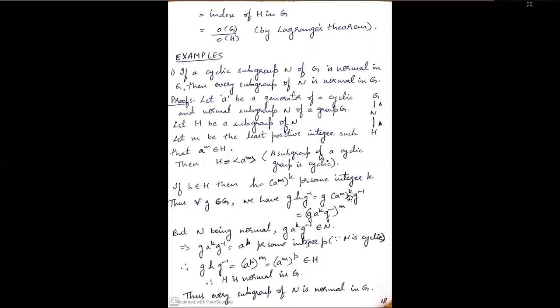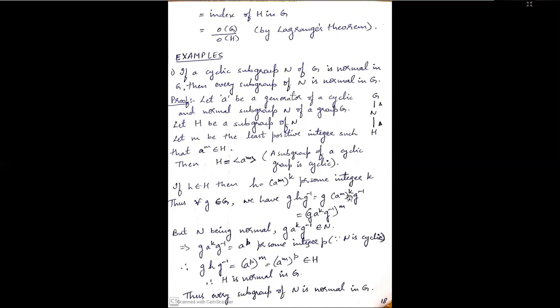In the example which I had given earlier, Z6, the order of Z6 is 6 and the order of H is 2. So we get the order of G by H is equal to 6 by 2, that is equal to 3. So you get 3 elements in the set G by H.